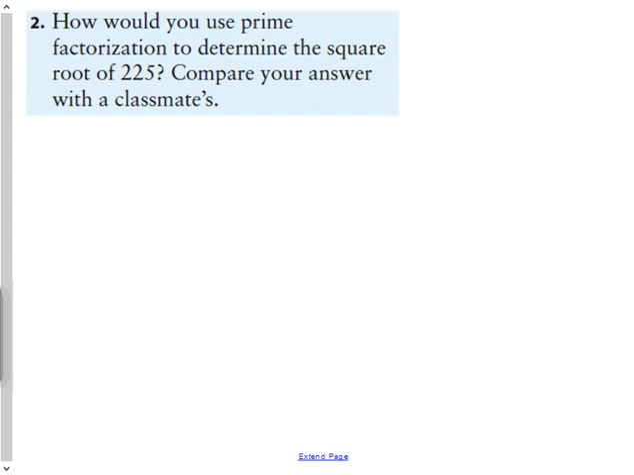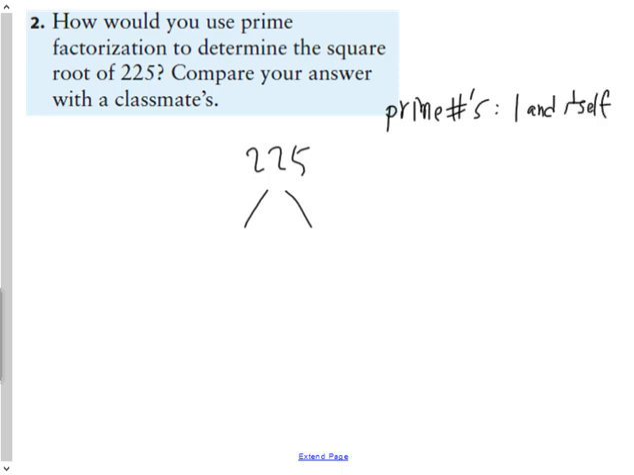Question 2 says, how would you use prime factorization to determine the square root of 225? So if I was to prime factorize 225, what you really do is you break any number down into the product of a string of prime numbers. And every number can be created by multiplying prime numbers by themselves. And of course, we learned that prime numbers, by definition, are numbers that have only 1 and itself as factors. So 1 is not a prime number, because it only has 1 factor. So 2 would be your first prime number.